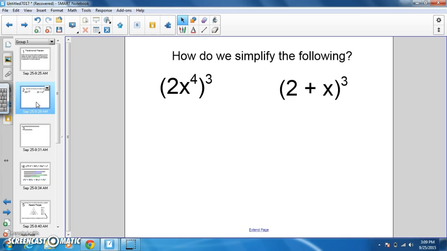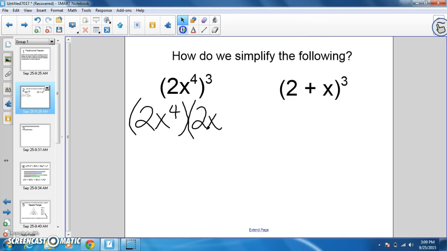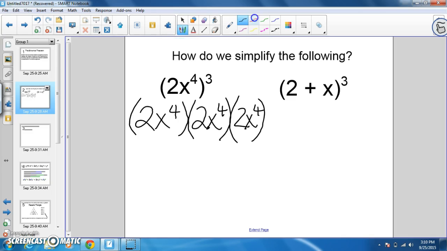First, we're going to distinguish the similarities and differences between multiplying 2x to the fourth power times 2x to the fourth power times 2x to the fourth power. We are going to multiply our coefficients, which would be 2 to the third power.